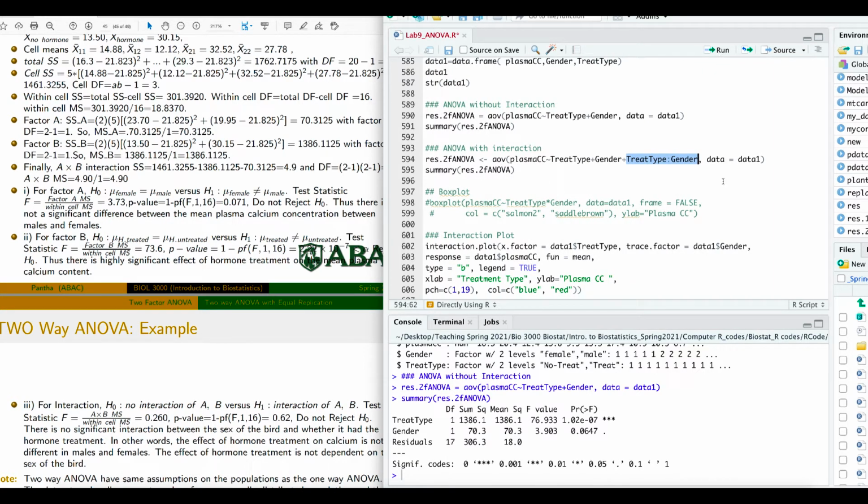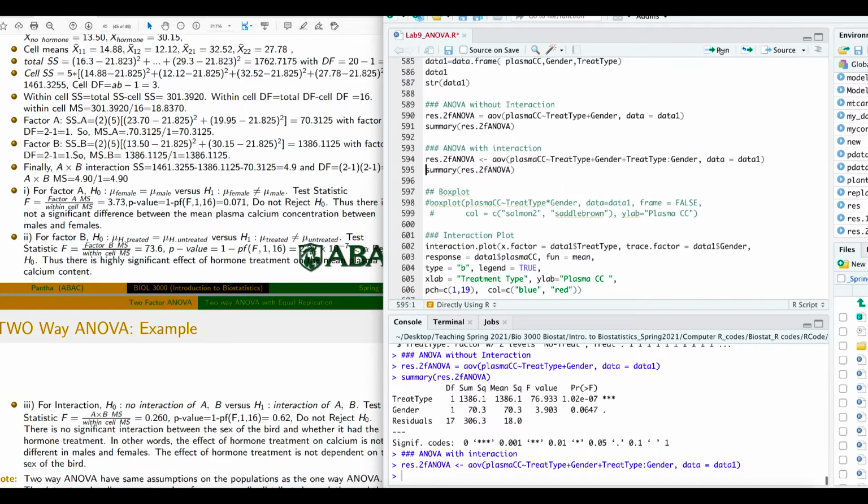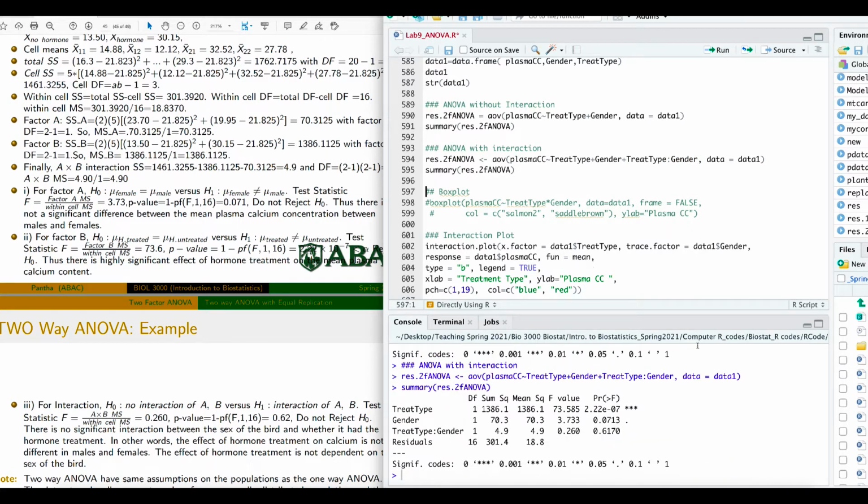Let us see that. Let me run that line 594, and then if I run the summary, you see that treatment type versus gender is for the interaction effect. The interaction effect is not significant because the p-value is greater than alpha, okay? For the interaction, the sum of squares, mean square, and F value are exactly the same values we got when we did it manually, okay?